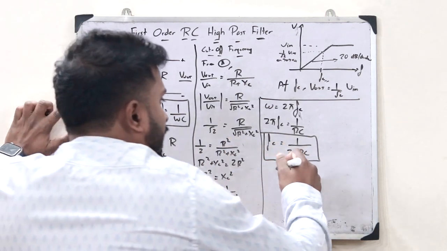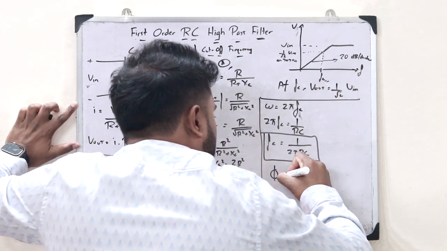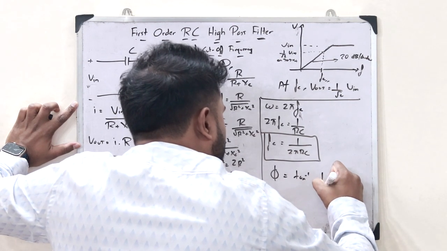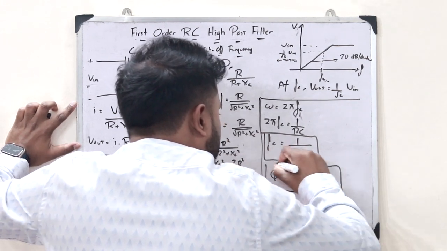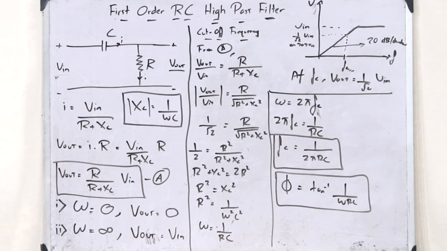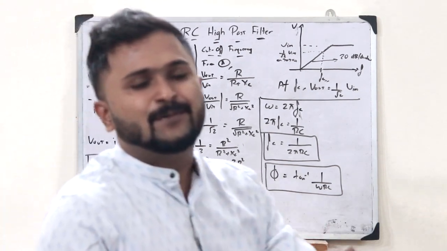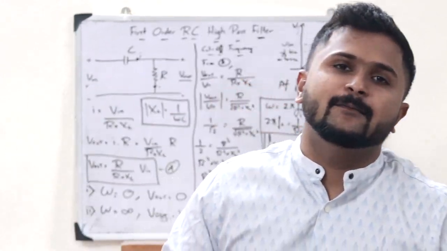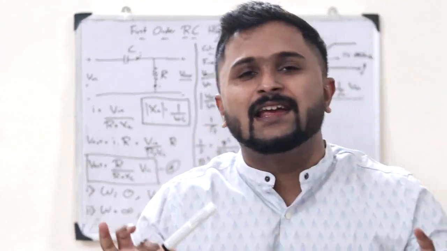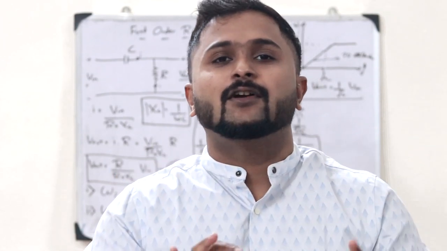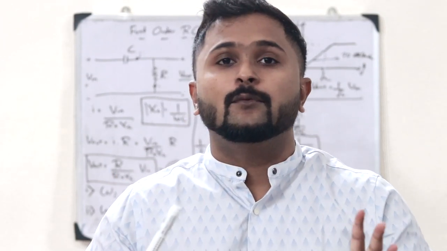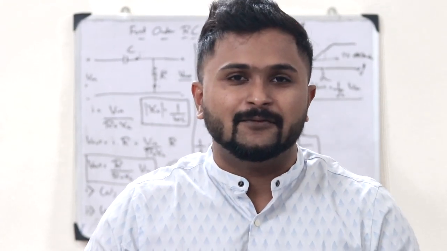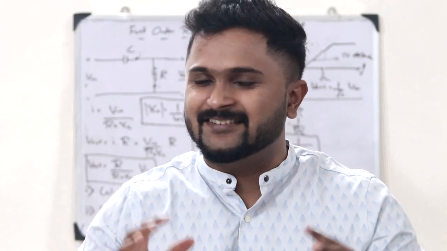And subsequently, we have the phase as phase is equal to tan inverse 1 divided by omega RC. This thus is simply what is referred to as a first order RC high pass filter. And this is simply how we construct a first order RC high pass filter along with the cutoff frequency of a first order RC high pass filter. As simple as that, guys. There's nothing more to it.